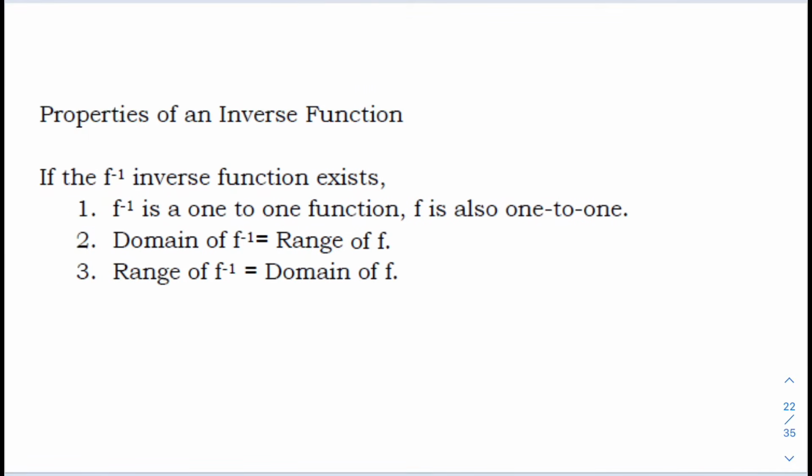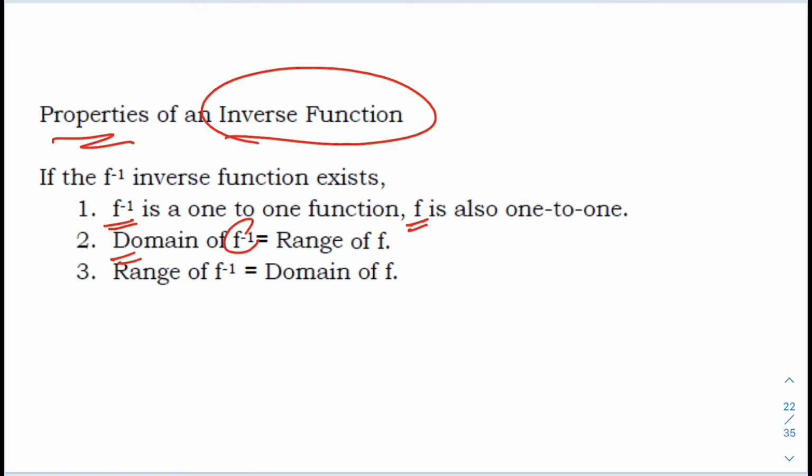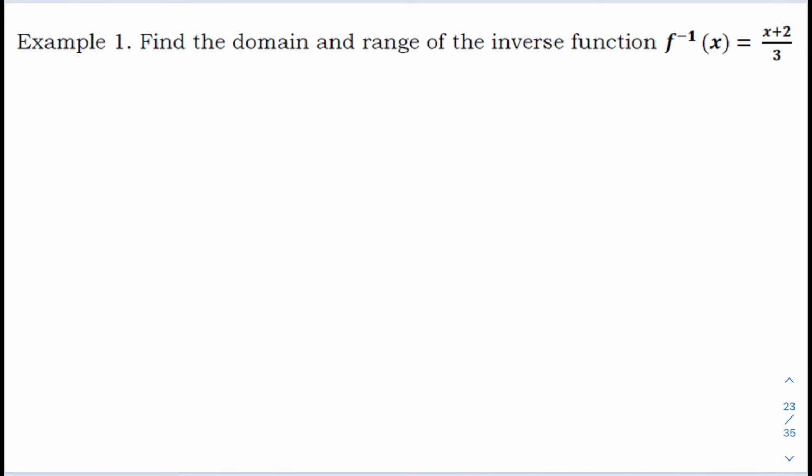Okay? So, meron tayong three properties of an inverse function. Ang first property natin, the inverse function is a one-to-one function if f is also one-to-one. Okay? So, number 2, yung domain ng ating inverse is equals doon sa range ng ating original function. Then, number 3, the range of the inverse function is equals doon sa ating domain of original function. Nakuha, guys? So, let's have our first example.